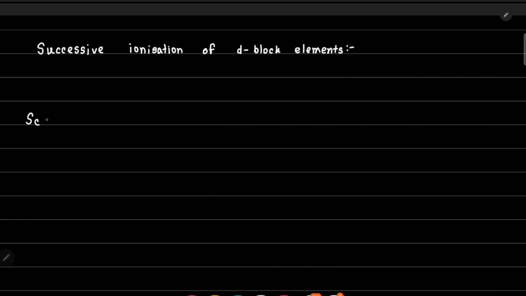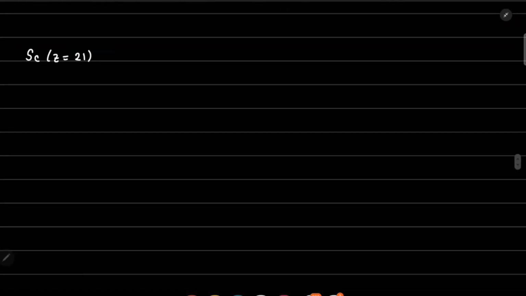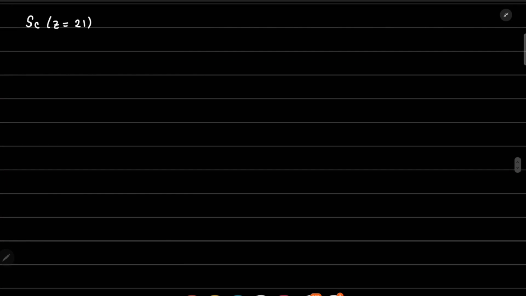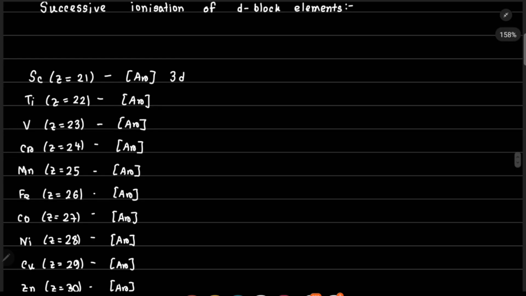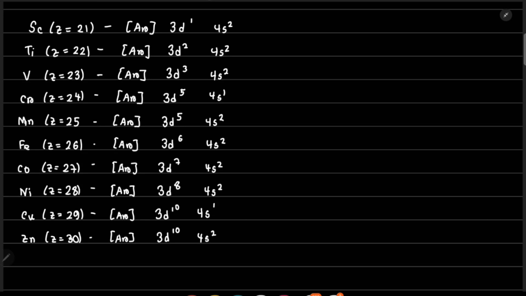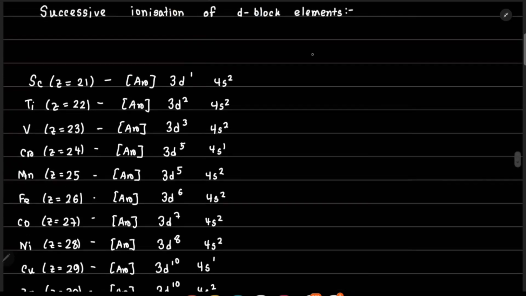So for scandium, I'll write down the electronic configuration for all transition metals up to zinc. In this case, I'll write it in the form 3d then 4s, since we are removing the electron from the 4s and we are more concerned about the 3d subshell. Now we have to find the first big jump between the successive ionization energies.